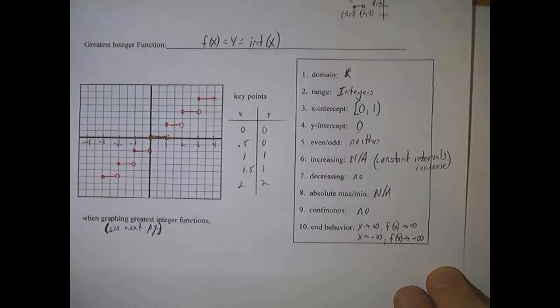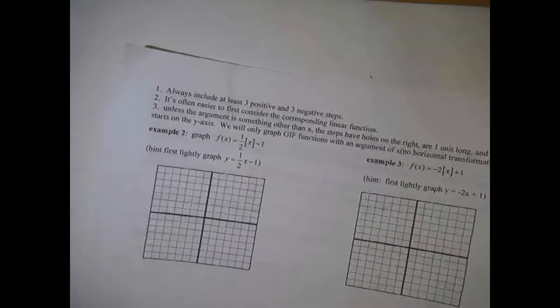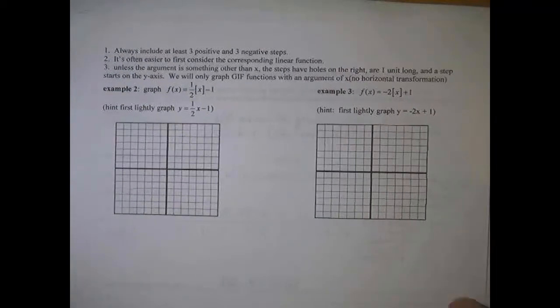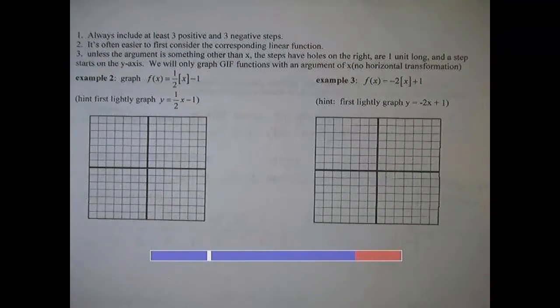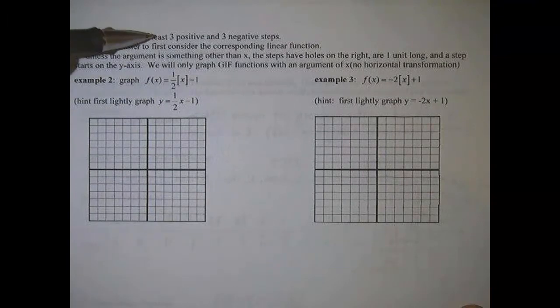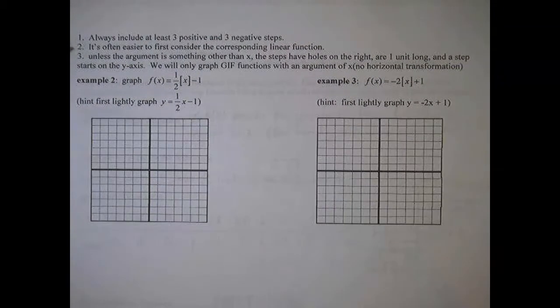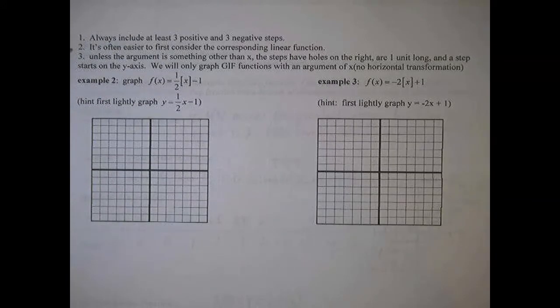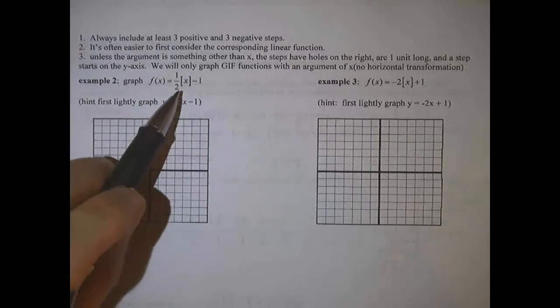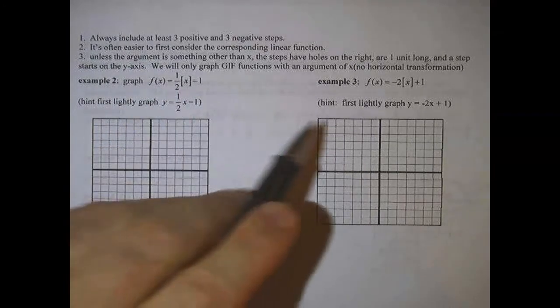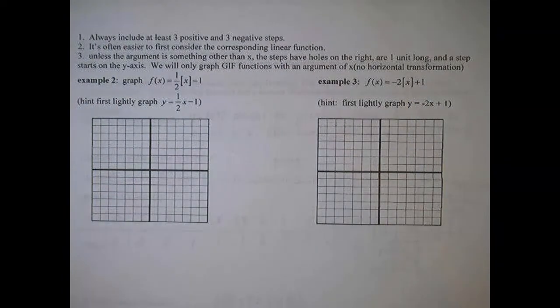Okay, when graphing greatest integer function, this is really supposed to be the first sentence of the next page. So when we're graphing, let's take a look at a couple of graphs. First we're going to simplify it, and let's just see how we're going to simplify this. First, when we graph, we always want to consider at least three positive and 3 negative steps. It's often easier to first consider the corresponding linear function, and that's definitely going to apply to what we do today. And we're going to focus on just vertical transformation. So notice the input. There's nothing changing on the x in either one of these, and so that's going to be what we focus on.